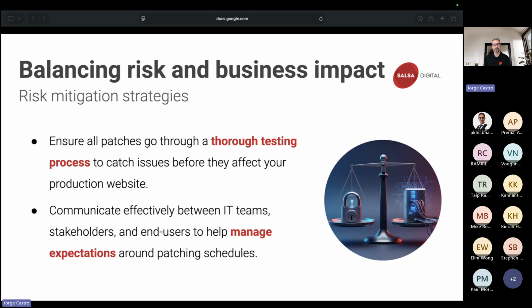The other thing as well is communicate effectively with your stakeholders. Minimize the business impact. If your stakeholders rely on those services, work with them. When is the good time to apply the patch?